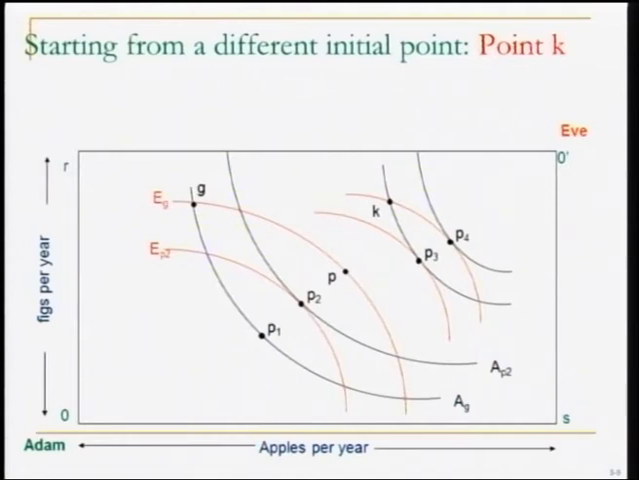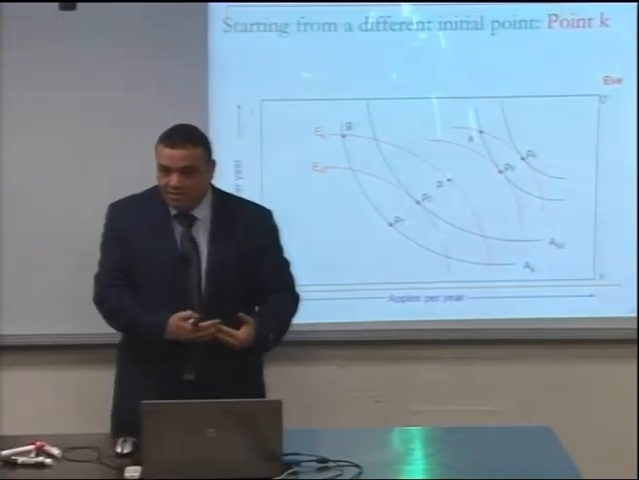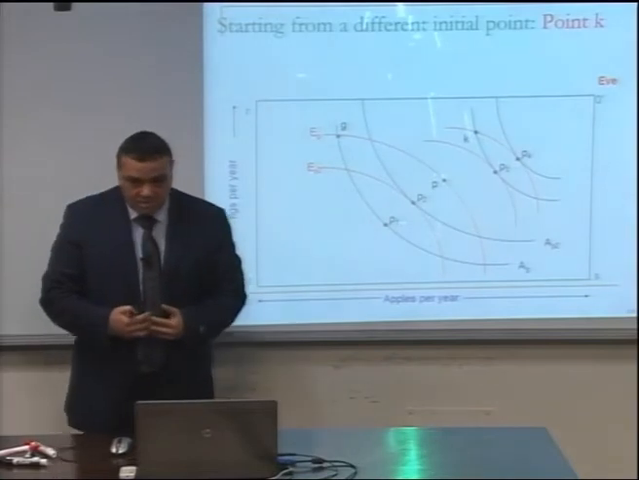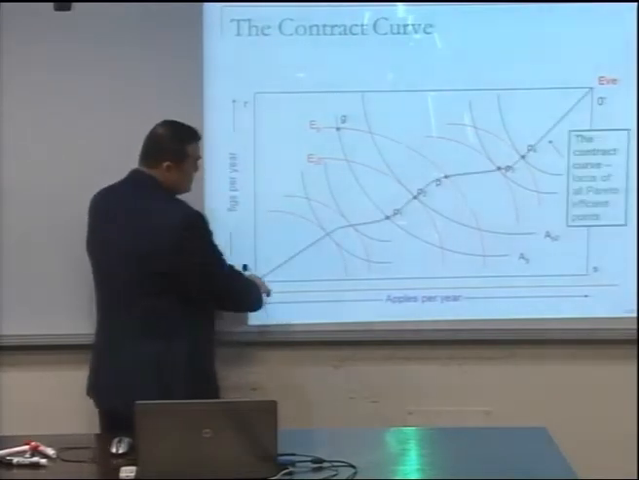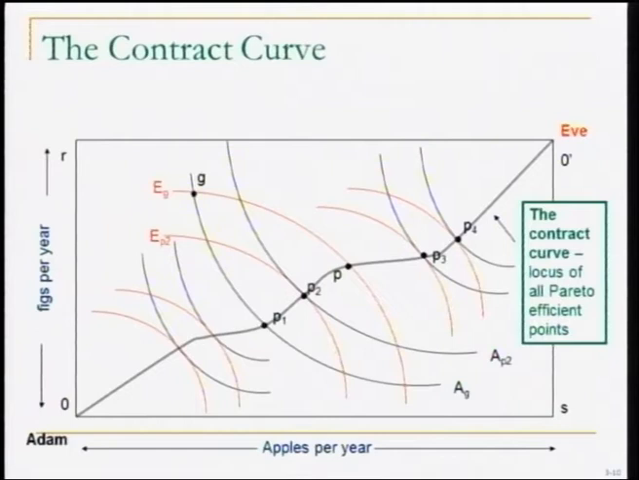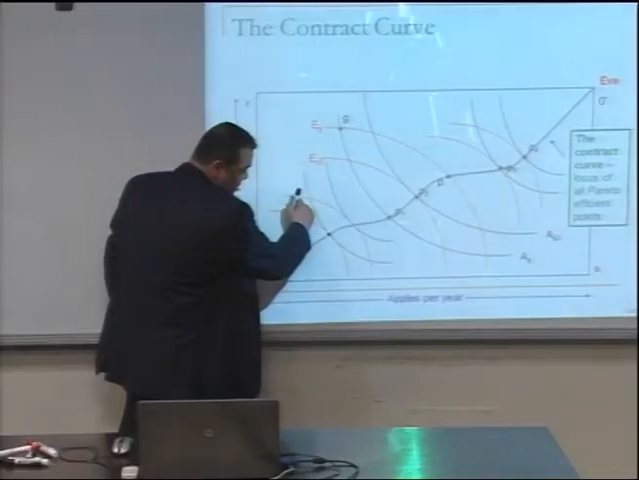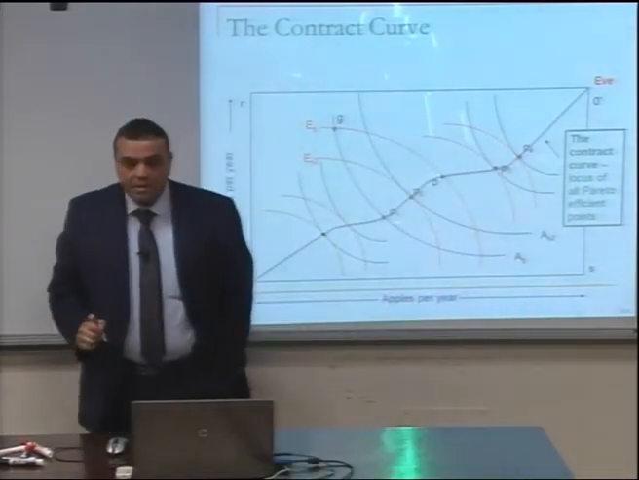As you see here in this graph, point P2 represents Pareto efficiency, P3 Pareto efficiency, P4 Pareto efficiency. When there is a tangency between the indifference curves for Eva and Adam, we have Pareto efficiency. Okay, let's connect the points here. All these points represent Pareto efficiency. Here there is a tangency between indifference curves 1 and 4, 2 and 3, as you see here. All these points represent Pareto efficiency.